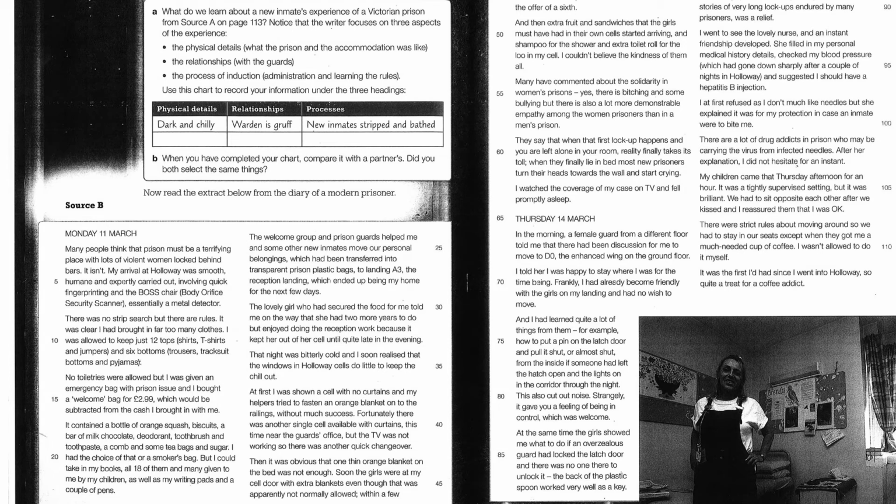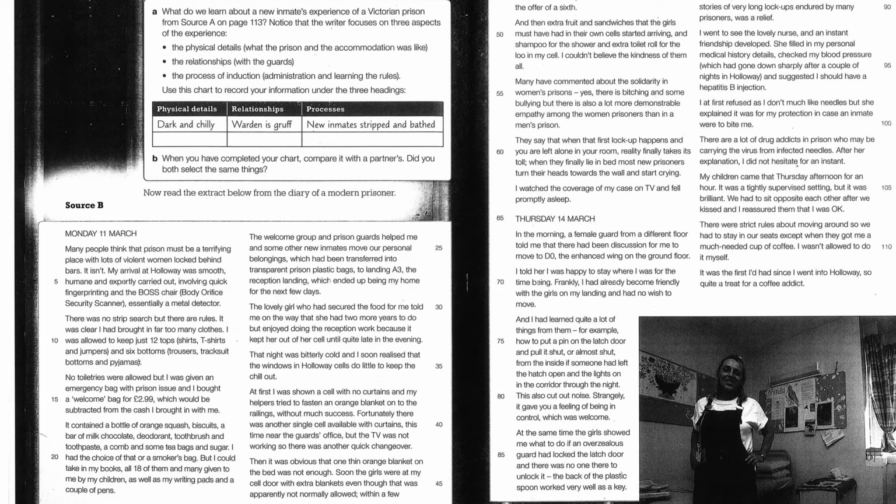Fortunately, there was another single cell available with curtains, this time near the guard's office, but the TV was not working, so there was another quick changeover. So we've got the difference in the cells as well. So although there was no curtains in the first one, they move her to a cell with curtains and a working television. So it's very much more about comfort in this prison.